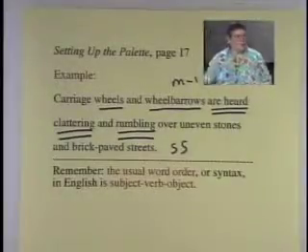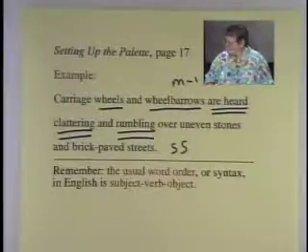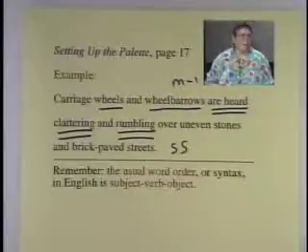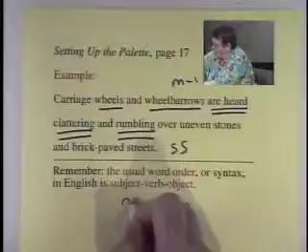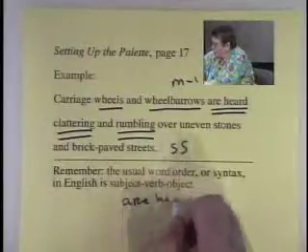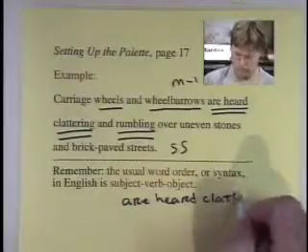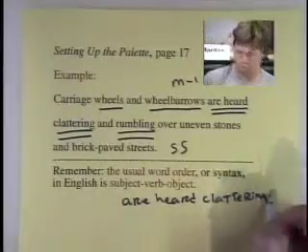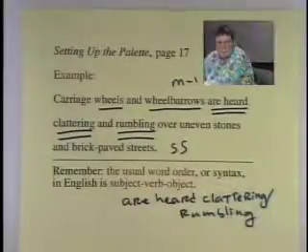Yeah, go ahead with that question, Jerry. In this situation, would you take are heard clattering as one verb, or would you break it down into two different ones? Are heard clattering, and rumbling. If you asked me to write down the verbs in this sentence, that's what I would have put. I would have put are heard clattering. I wouldn't get the and in there. That's just a connecting word. Rumbling. That's all the verb that goes with that clause.